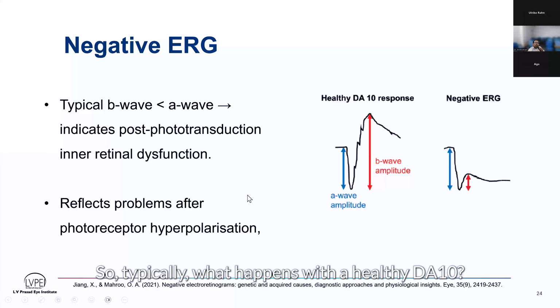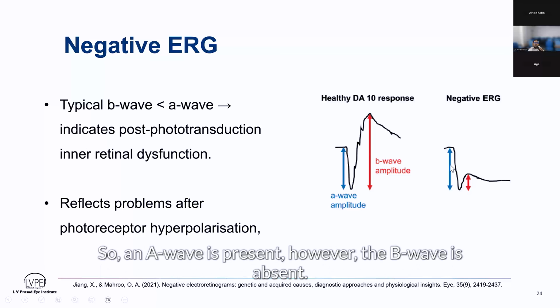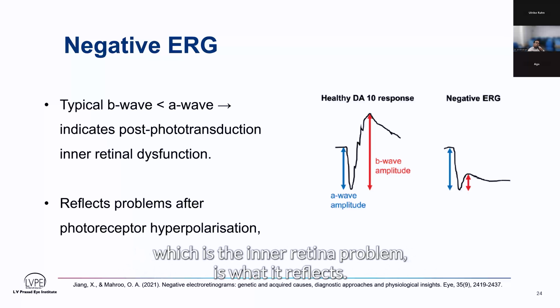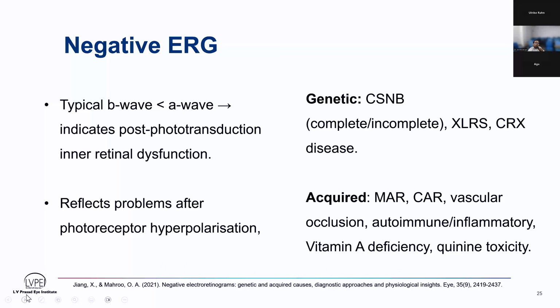Typically, in a healthy DA10, which is the dark-adapted 10 response, there is an A wave and a B wave. But with a negative ERG, the B wave is reduced. The A wave is present, however the B wave is absent, which tells us there is something beyond the post-phototransduction, an inner retina problem, that it reflects. And what diseases are common?